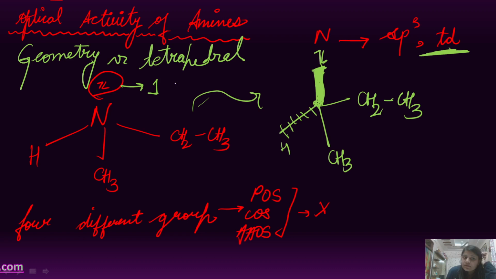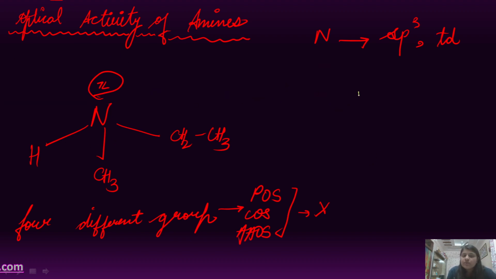Now consider the geometry is tetrahedral, but what about the concept of shape? In shape we are not considering the lone pair. So you have to consider this as a pyramidal structure because here the lone pair is present, so we have to consider the shape in which we don't have to consider the lone pair.